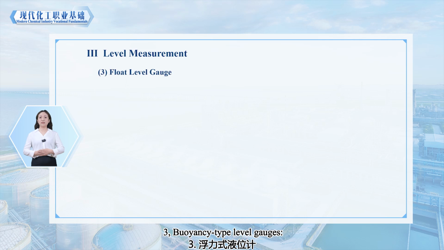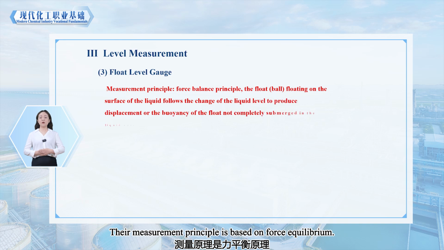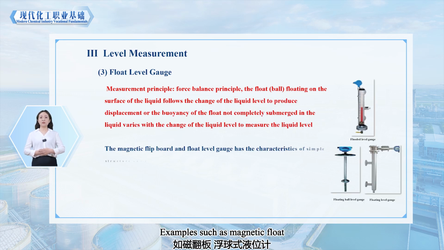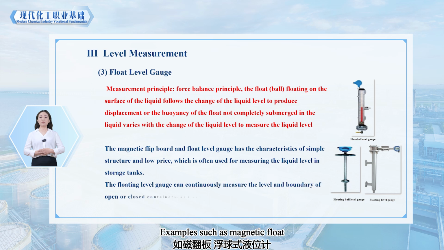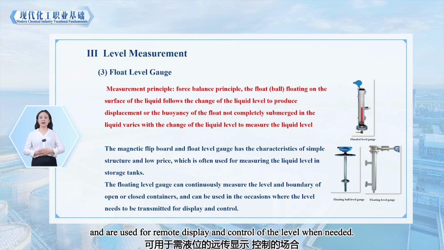3. Buoyancy type level gauges. Their measurement principle is based on force equilibrium. Examples such as magnetic float level gauges and float ball level gauges are commonly used for measuring the liquid level in tanks. Float type level gauges can continuously measure the level or interface in open or sealed containers, and are used for remote display and control of the level when needed.